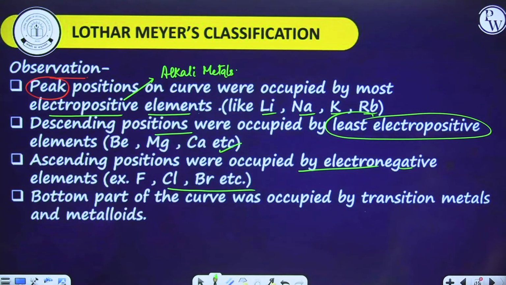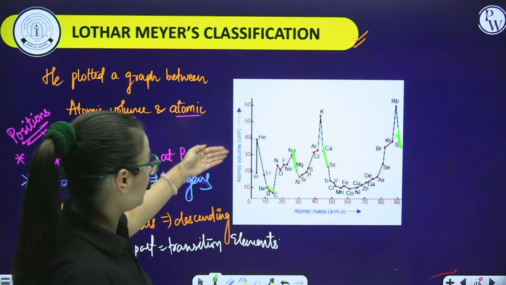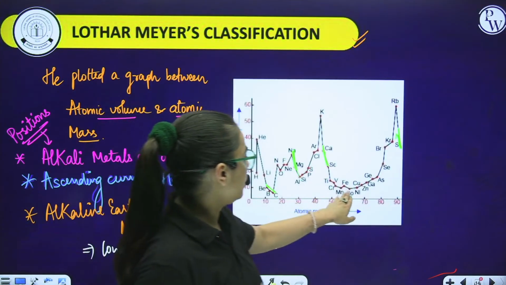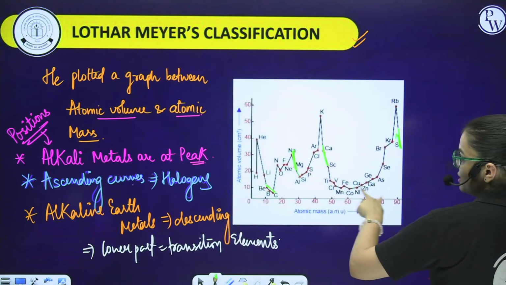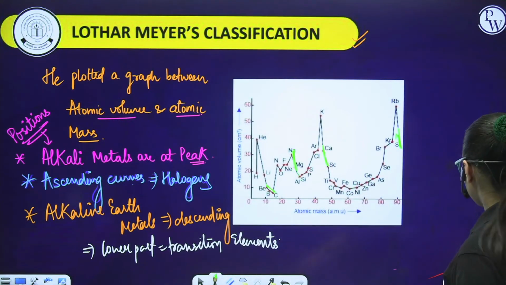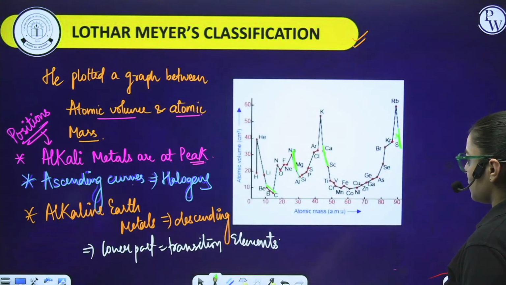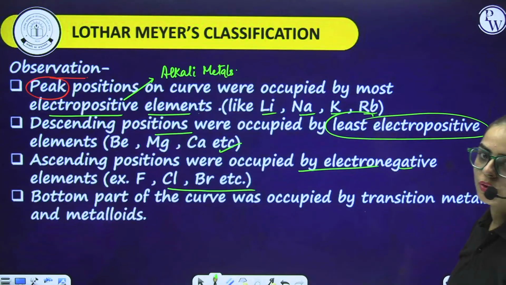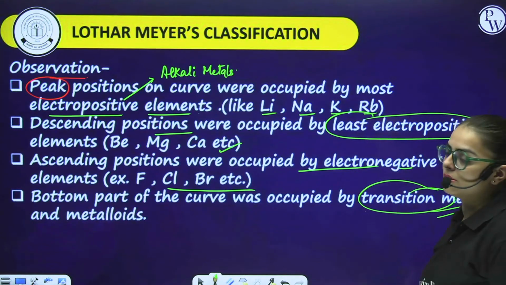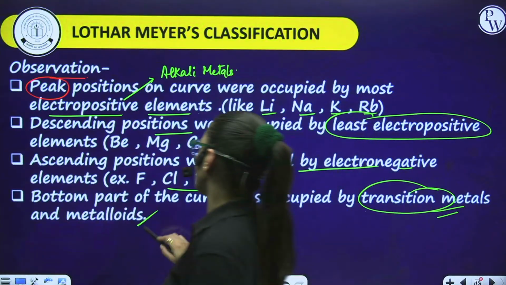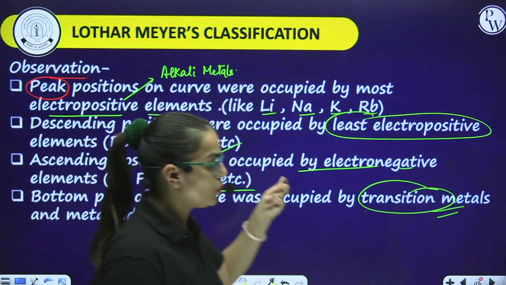See, in this case, if you look at the very basic thing, the last point is that all of these are present down over here, right? The ones present down over here are basically the transition metals, and also metalloids. See, inert gases they have not mentioned over here, but yes, in the graph you may observe a few points.